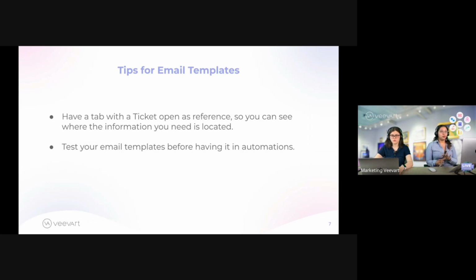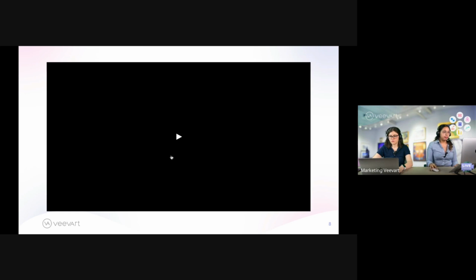Perfect. So now that we know the two ways we can do email templates in Salesforce Veevart, here are some tips I have for this. The first one is to always have a tab open as a reference with the ticket. I personally do this when I'm starting to learn how to use certain features. It's really helpful to know where things are located and where the information I want is exactly. And the second one, of course, is to test and see how your email templates look before you add it into any automations. How do we do that?